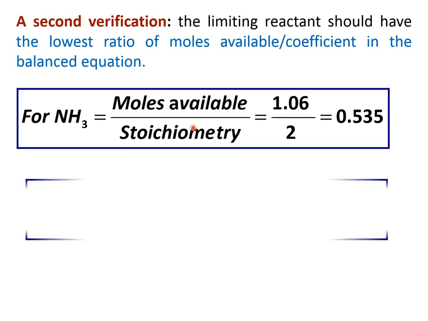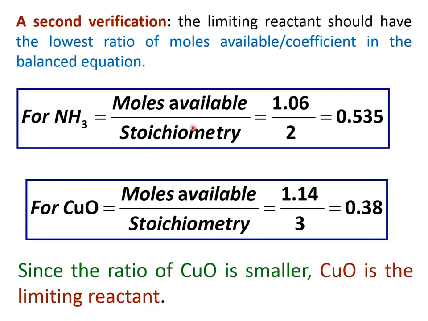We are running all these calculations just to assign the limiting reactant, because the mass or the amount of the product will depend directly on the limiting reactant. So now we agree together that carbon oxide is the limiting reactant.